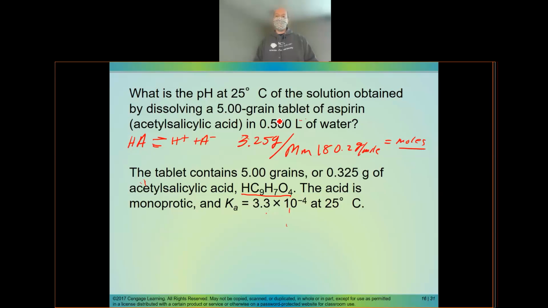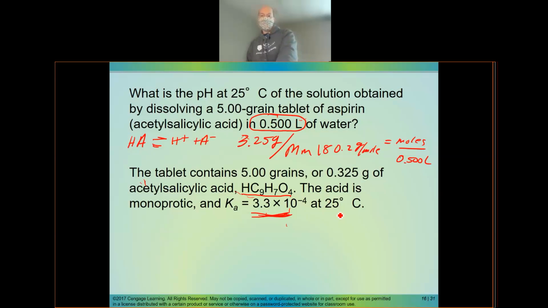And so they said that we are going to put that in 0.5 liters of water. And so that 3 grams is not going to change the volume enough to change the overall volume. So we have 0.5 liters of solution. Then they give us the Ka, which is 3.3 times 10 to the minus 4.